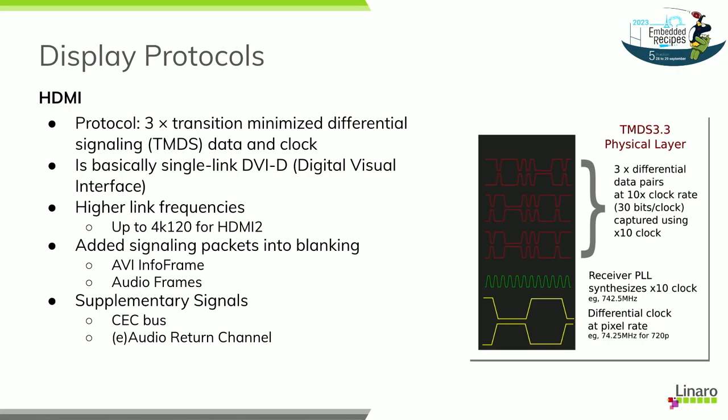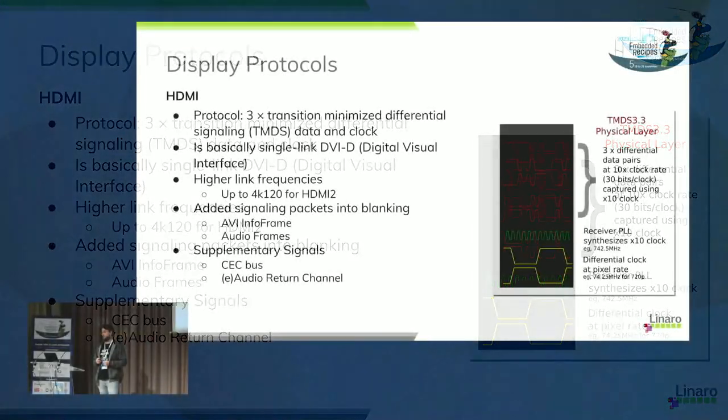And they added two new signals, which is a CEC bus, which is in fact a very old protocol from Philips that has been integrated in HDMI, and we can communicate. Every single HDMI client can communicate with each other. So a set-top box can communicate with the TV and another set-top box to negotiate who wants to be shown on the TV, for example.